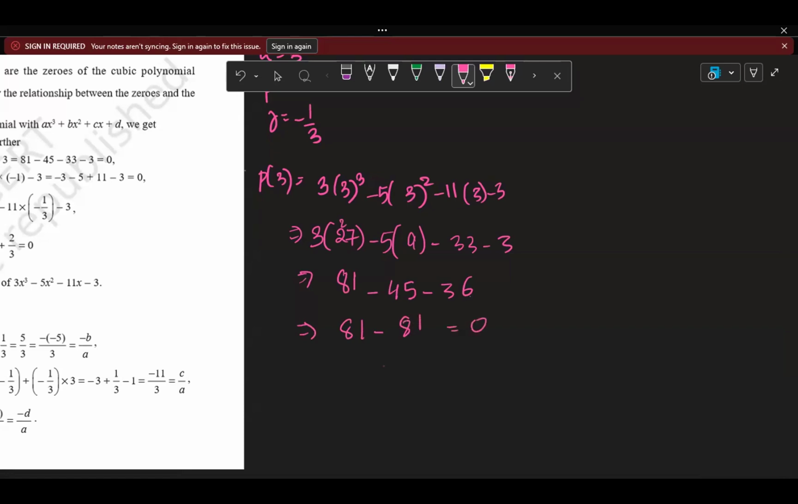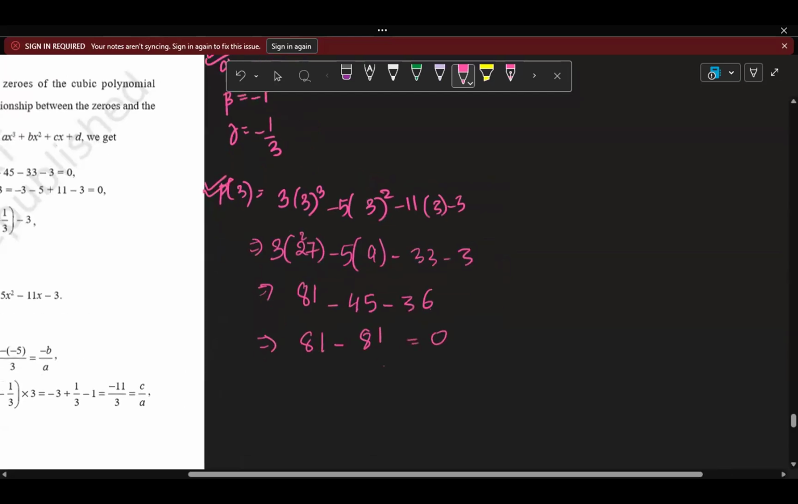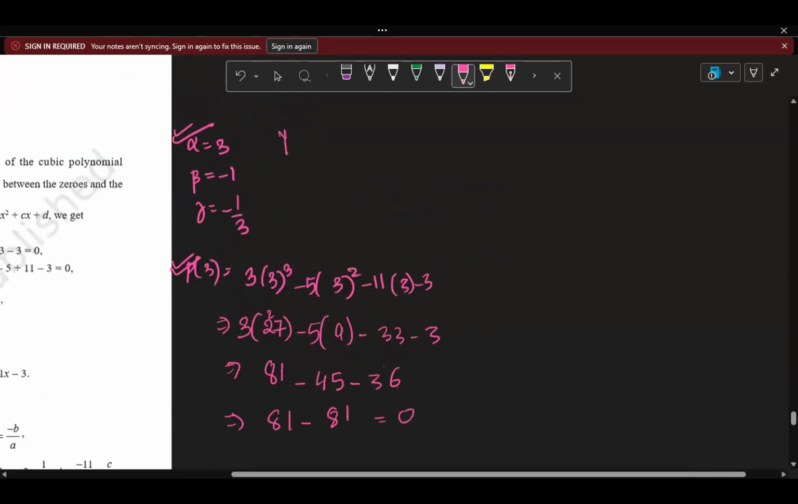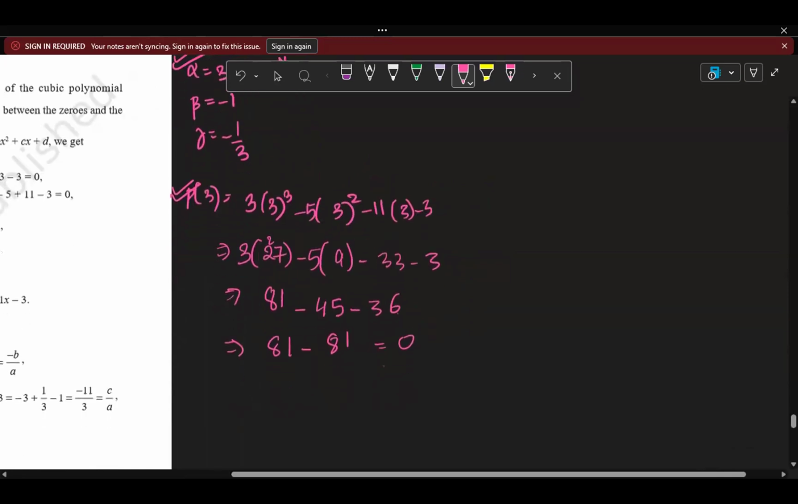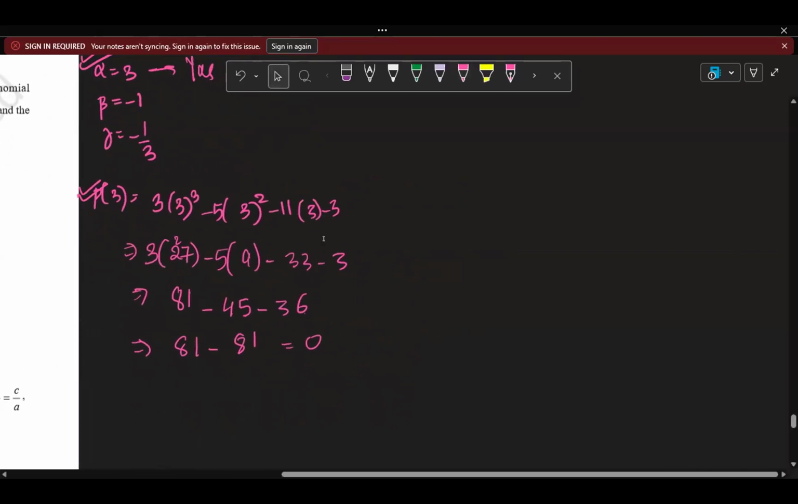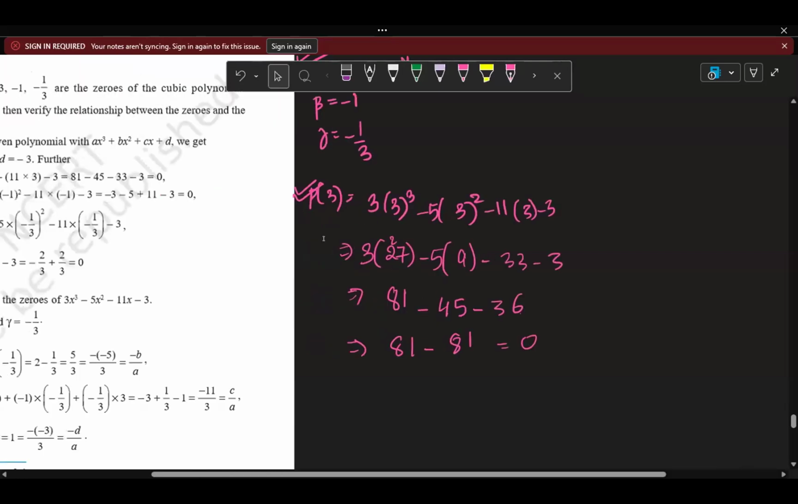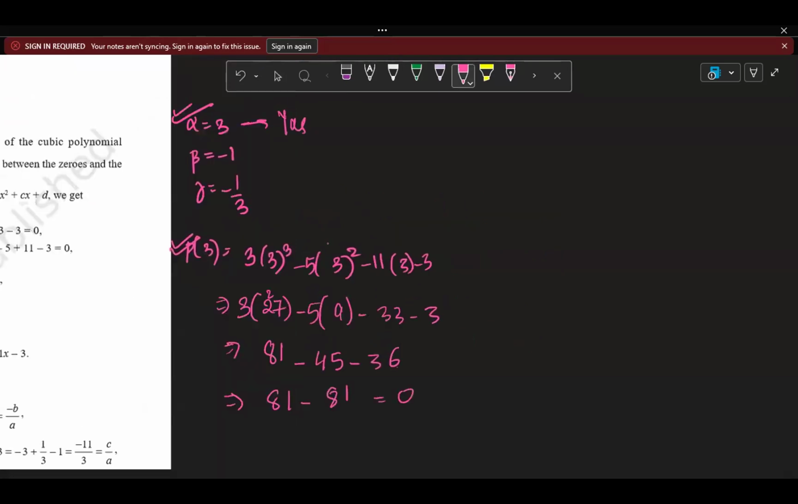So that means is 3 a zero of the polynomial? Yes. So this is verified. Why is it verified? Because the value that comes out after substituting it in the polynomial is 0. Okay. Now similarly, children, I can check for minus 1 and minus 1 by 3 also. So what are the values that are coming? Tell me, is it coming yes or no for both of them? Yes, ma'am. And this also, is it yes?